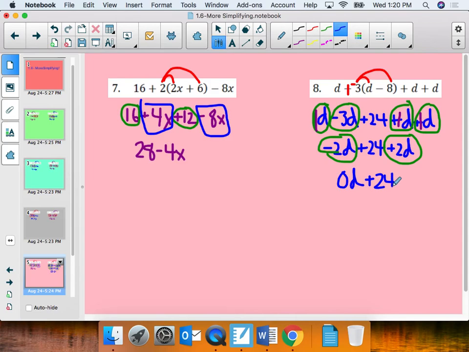So 0D means 0 times D. 0 times anything is 0. So this is technically not going to have a variable in it at all. That piece will become 0 plus 24. And 0 plus 24 is 24. So in this case, even though the initial problem was complicated, it simplifies to be just a number. We will work on this more in class tomorrow.